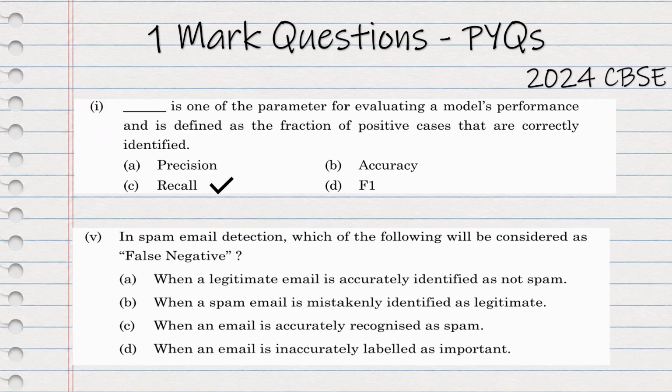In spam mail detection, which of the following will be considered a false negative? When a spam mail is mistakenly identified as legitimate, that becomes the false negative.